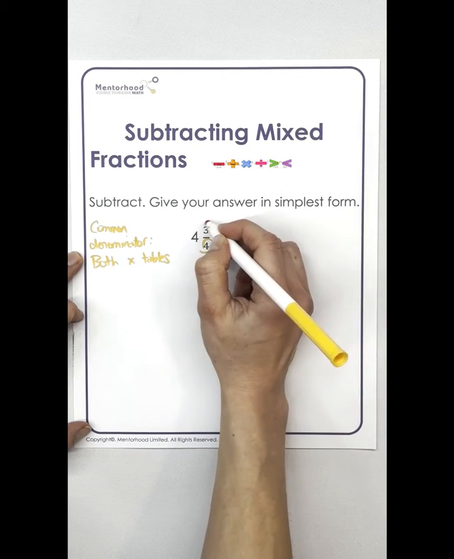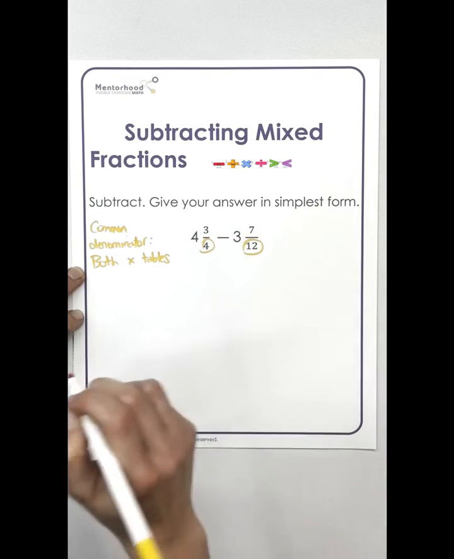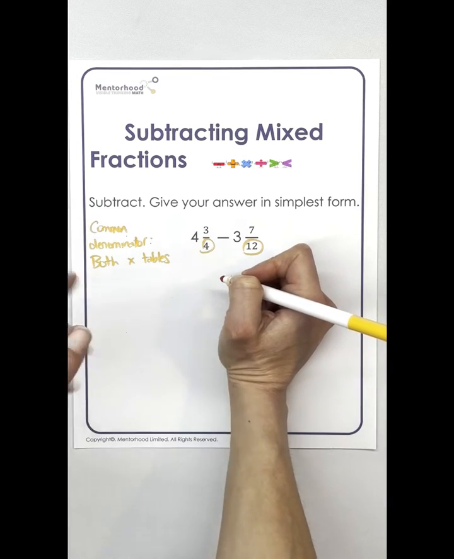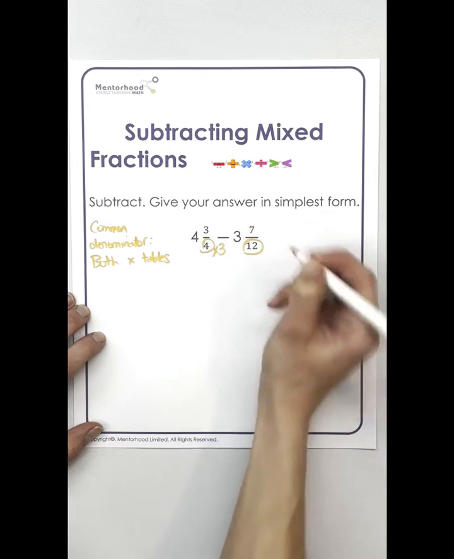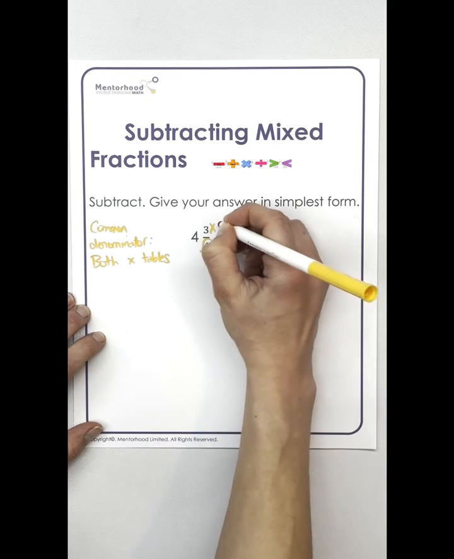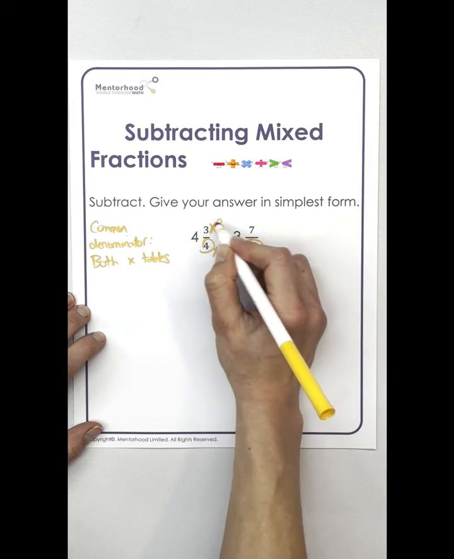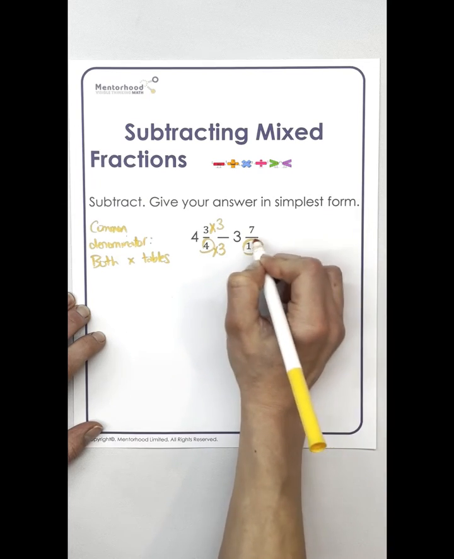So my 4 and 3/4. I want to make 3/4 over 12 instead. How do I make quarters into 12ths? I have to split each one of them into 3 sections, then I'll have a total of 12. So I'm going to take my 4 and multiply it by 3. Now I'm going to do the same to the top, because these 3 pieces are all going to get split into 3 pieces. Okay, so now I've got a new fraction here. This is going to be 3 times 3 and 4 times 3. And this one's going to stay the same because it's already over 12.